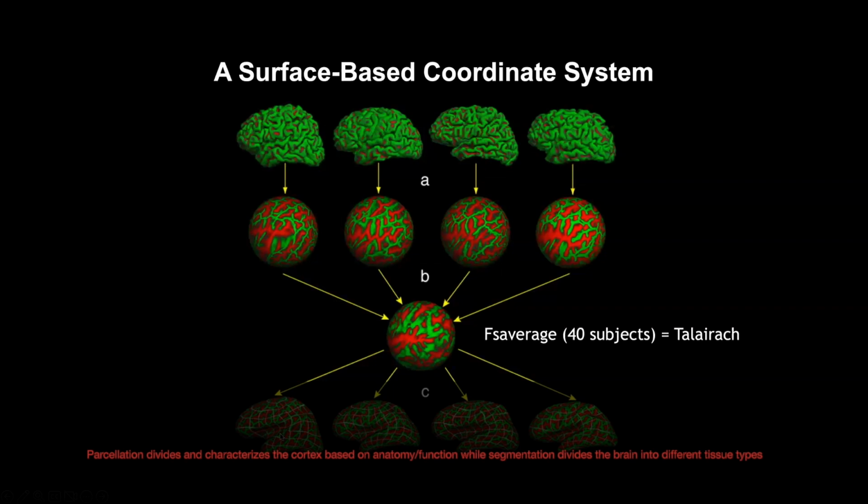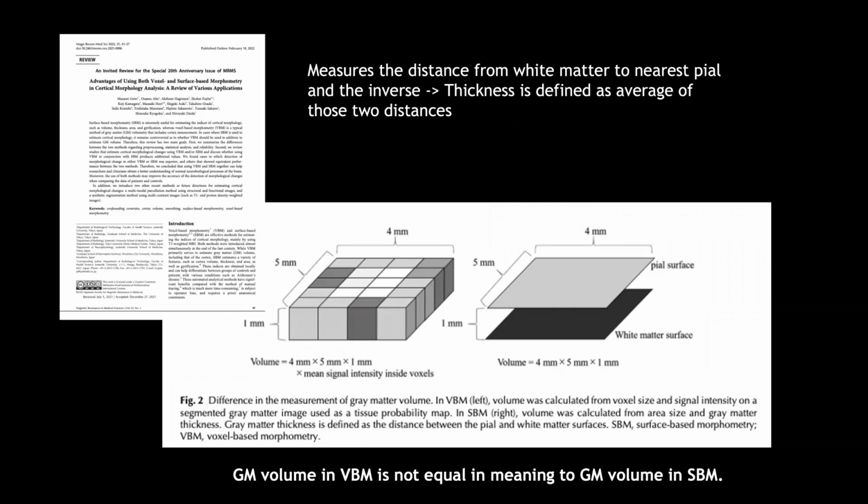I want to make an important point here: given the differences between VBM and SPM and the way they calculate all these different metrics, the gray matter volume specifically in VBM is not equal in meaning to the gray matter volume in SPM.